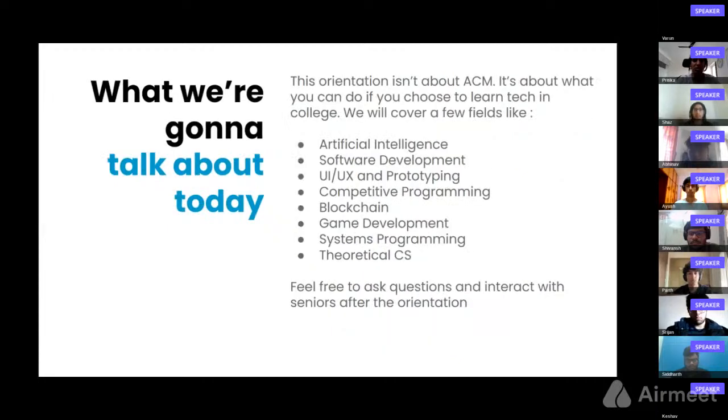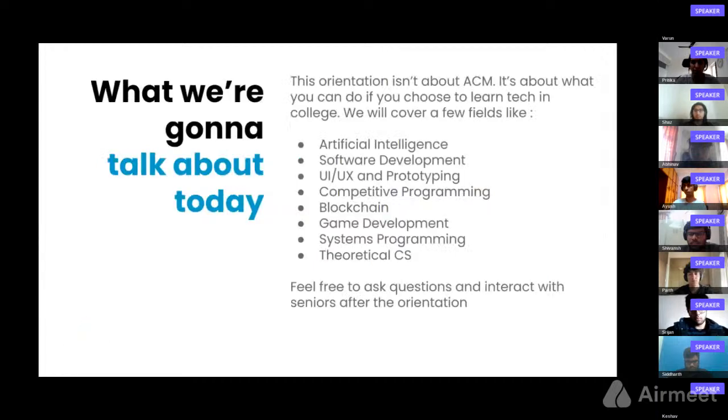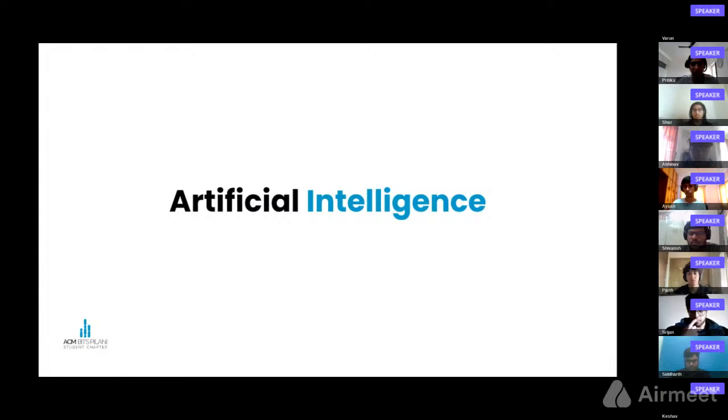So this orientation isn't about ACM. It's about what you can do if you choose to learn tech in college. So we will cover a few fields like artificial intelligence, software development, which will consist of app dev, front end, back end, UI, UX and prototyping, competitive programming, blockchain, game development, systems programming, and theoretical CS. Feel free to ask questions and interact with other seniors after the orientation. The live stream is being monitored, so if you have any questions, you can drop it there. So now Shaz will start with artificial intelligence.